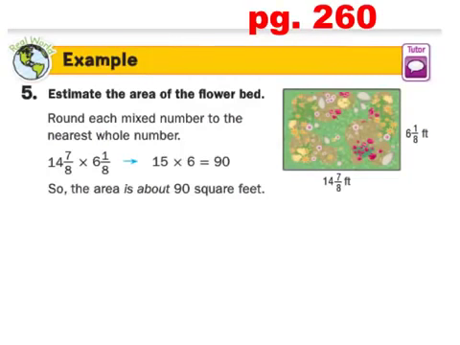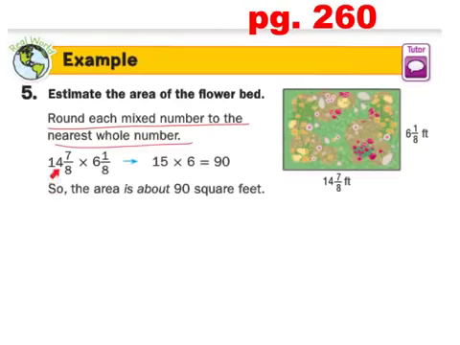The last example on page 260 is actually a pretty important one for us because we have a whole different set, a whole different kind of things. We have mixed numbers in this example. We're multiplying mixed numbers. When we have mixed numbers, we should round any mixed number to the nearest whole number.